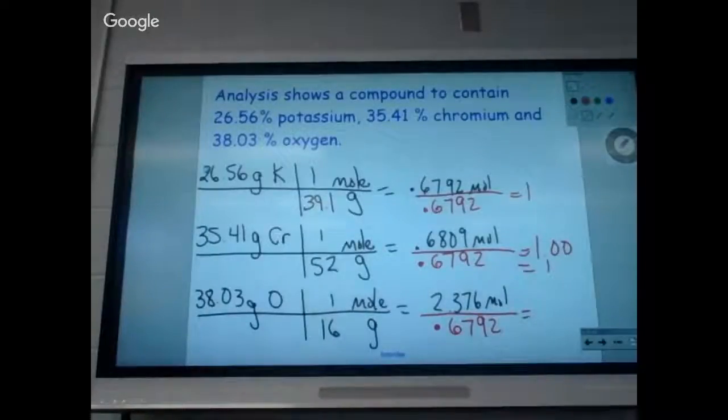I have a question. Why do we take the smaller number? Because that's how you get whole numbers. If you don't divide by the smallest number, you're not going to get whole numbers. Okay. 3.